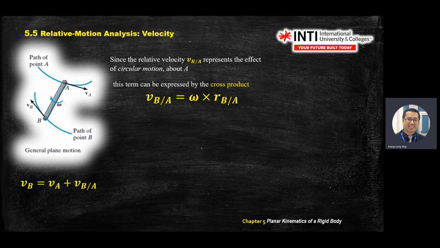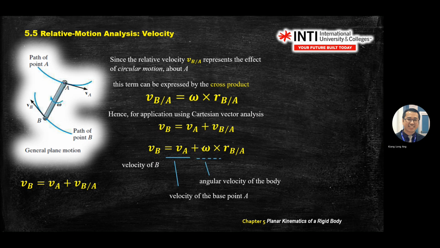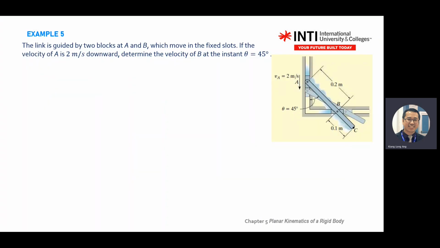Go home and read how to do cross products. Okay. So if you need to analyze using vector analysis, you need to use cross products. So V A, V B, V stroke A, you can write as omega cross R B, R stroke B. Okay, we have a short break here. Later, we will apply example 5.